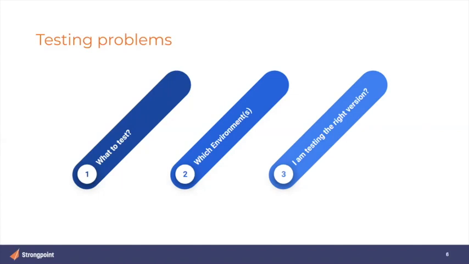And also, I need to be sure that I'm testing the right version. This seems obvious, but it has been happening to all of us. We have been testing in UAT without knowing that someone pushed a new version, or the deployment that was supposed to happen on Friday didn't happen. So somehow we need to validate that we are testing everything that we need and just what we need, so we don't have scope creep. We are testing the correct environments, and we are testing the right version. So these are the big 3 problems.